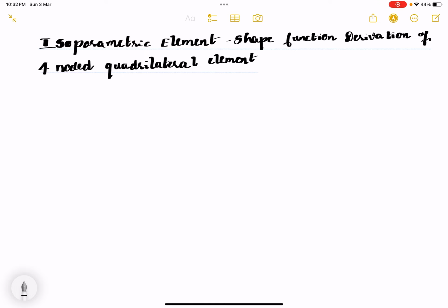So to begin with, let me draw a quadrilateral, which is the actual element. Okay, so let me mark the nodal points. The nodal points usually are marked from the bottom left position, and you go in the anti-clockwise direction. So this is going to be our nodal point number 1. This is going to be our nodal point number 2. This is nodal point number 3. And this is nodal point number 4.